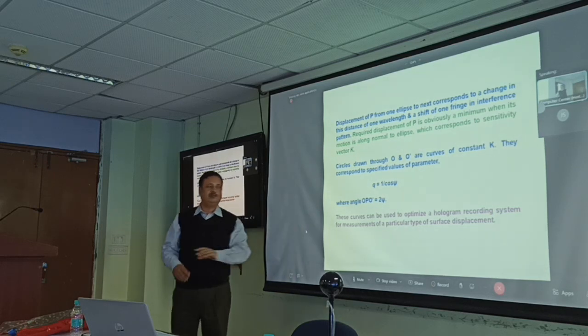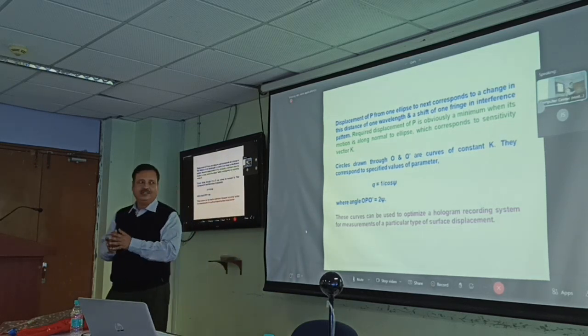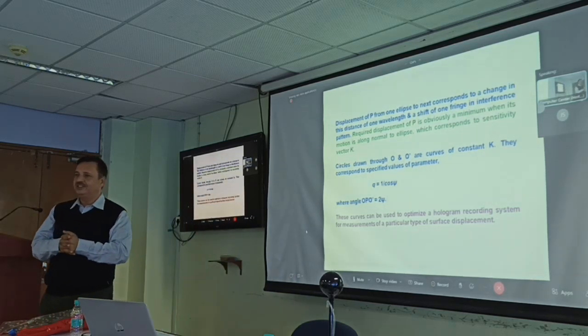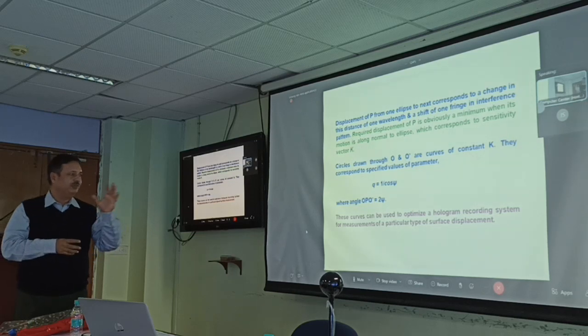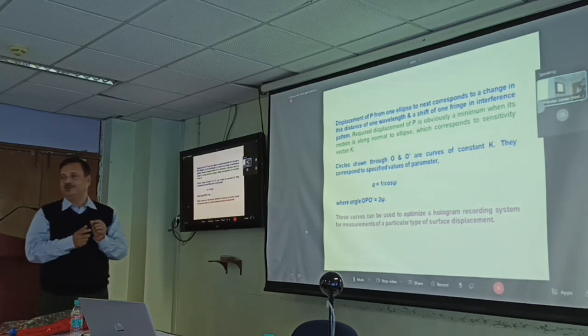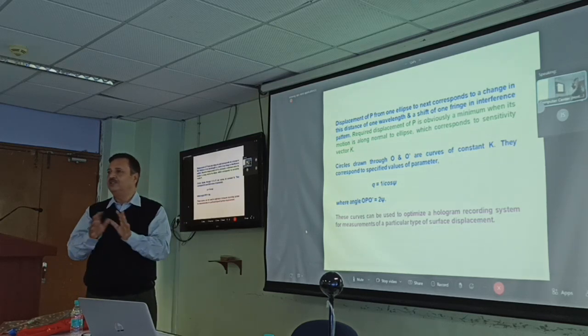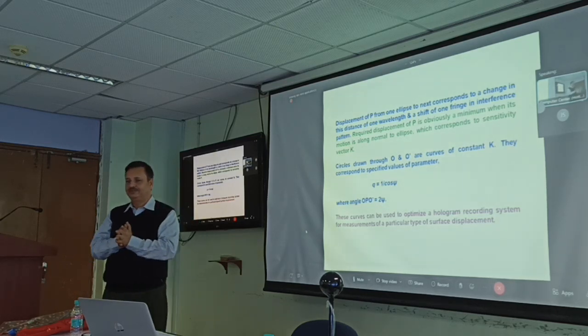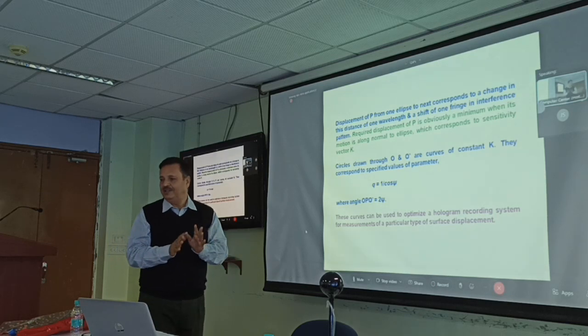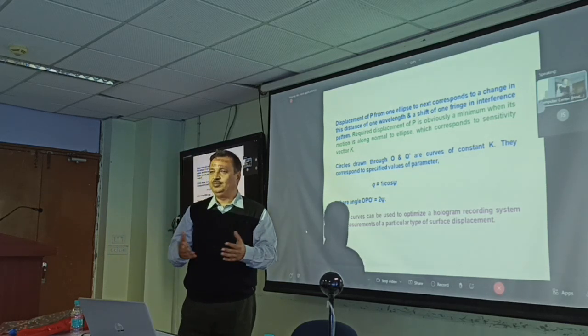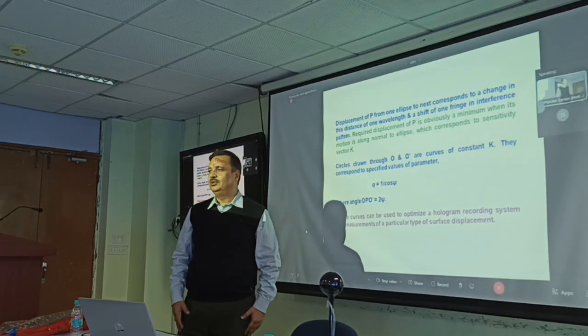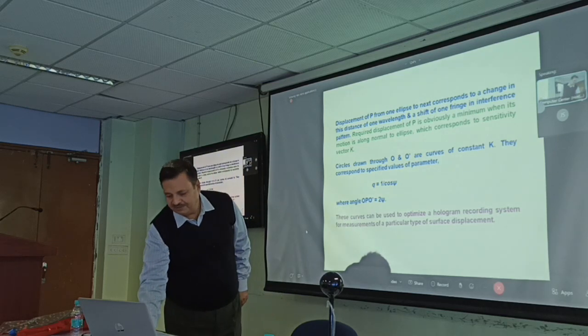These curves can be used to optimize a hologram recording system for the measurement of a particular type of surface displacement. So it helps in measuring the surface displacement. This is what we call the holo diagram. It is an aid that helps you to infer the details of these holograms.